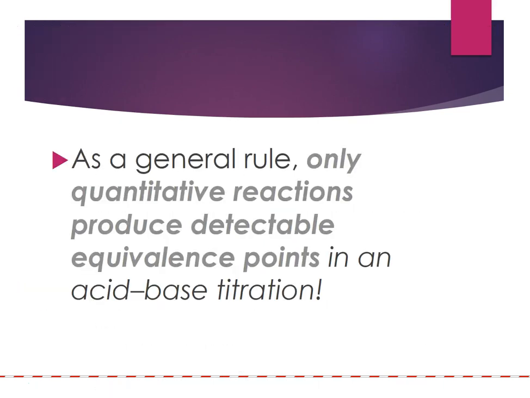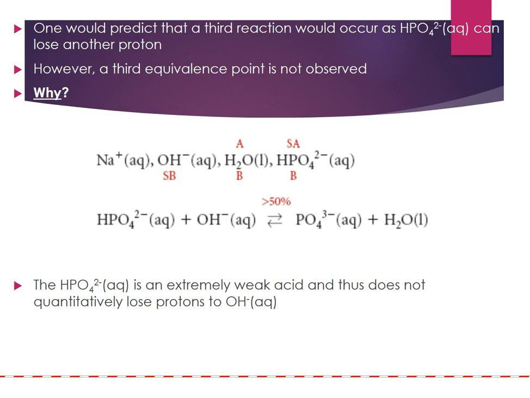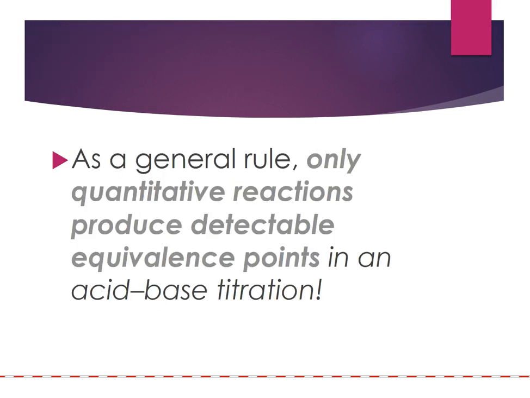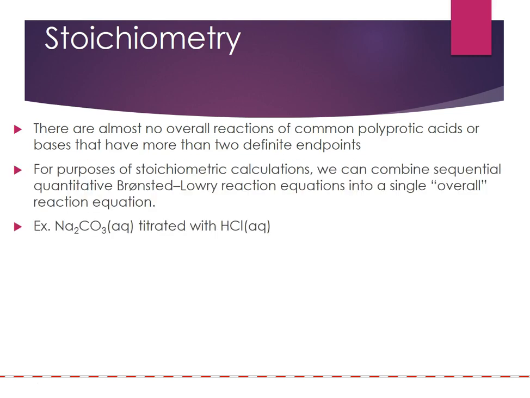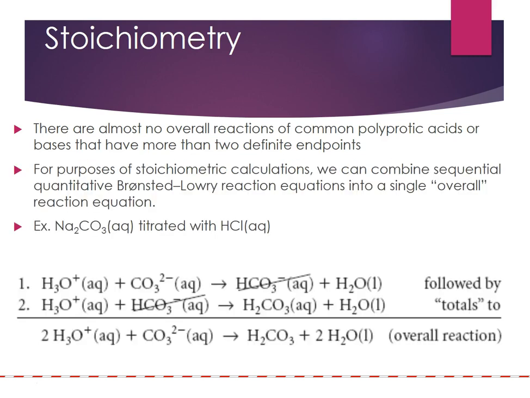It turns out that the hydrogen phosphate ions are such weak acids that they don't quantitatively lose protons to hydroxide ions. This is why a third equivalence point is not observed. As a general rule, only quantitative reactions produce detectable equivalence points in an acid-base titration. Because polyprotic acids and bases get weaker and weaker as they lose and gain protons, there are almost no reactions that have more than 2 definite endpoints.